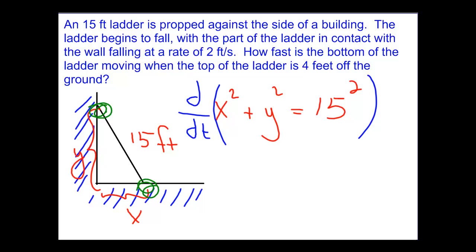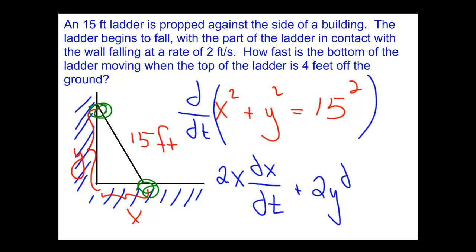Recall, when we take an implicit derivative, we are basically using the chain rule. So the derivative of x squared with respect to time will be 2x times whatever the derivative of x with respect to time is. And the same thing with y squared. The derivative of y squared will be 2y times dy/dt. On the right-hand side of this equation, we just have 15 squared. The derivative of a constant is 0, and so this is our relationship.